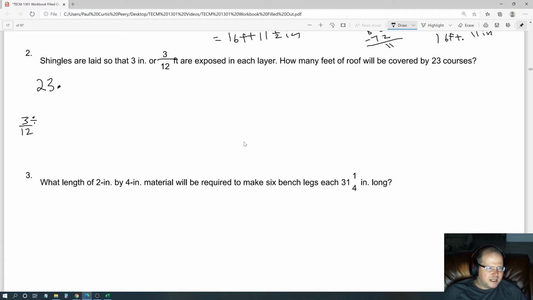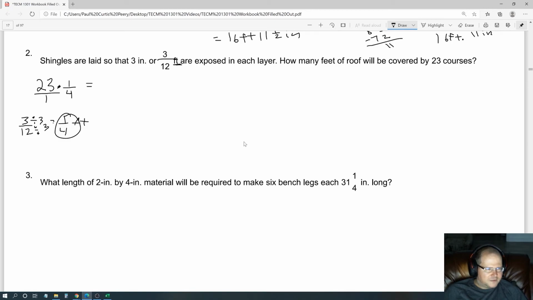So let's say we divide both those by 3, and what we get is 1/4. So they're each 1/4, and this term is in feet, right? I got it from here, the feet. So we're going to multiply 23 by 1/4 feet. When we're multiplying, we multiply straight across, so this is really 23 divided by 4.